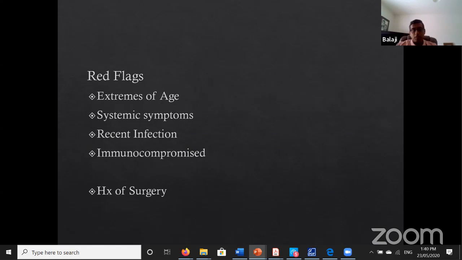So it's very important to know about the red flags. As we talked about earlier, the extremes of age is a red flag. Patients presenting with systemic symptoms like fever, night sweats, chills, rigors, any recent infection is very important to be noted, and also to see if they have any cause for being immunocompromised. Any previous or recent history of surgery is also a significant risk factor.